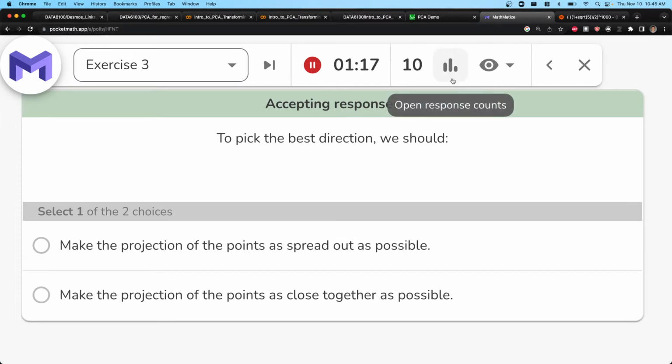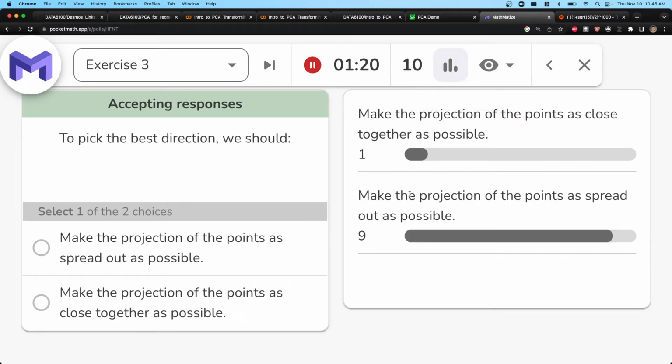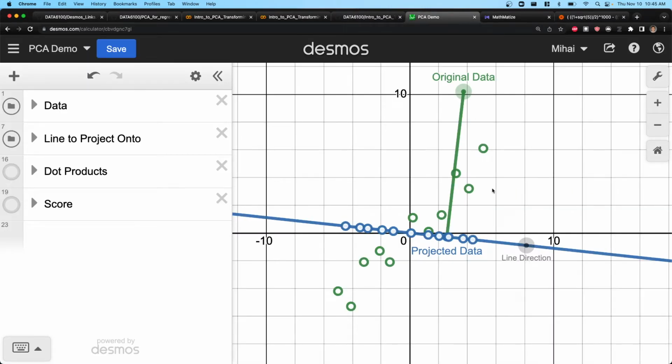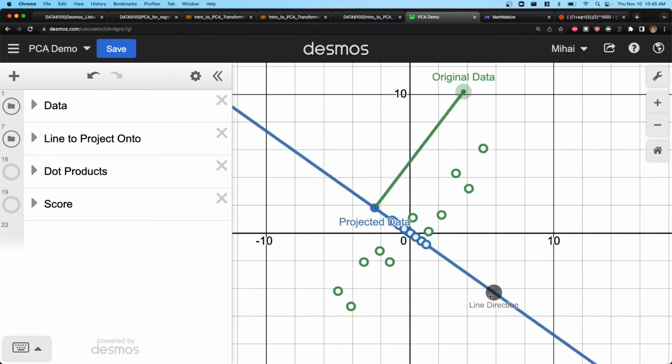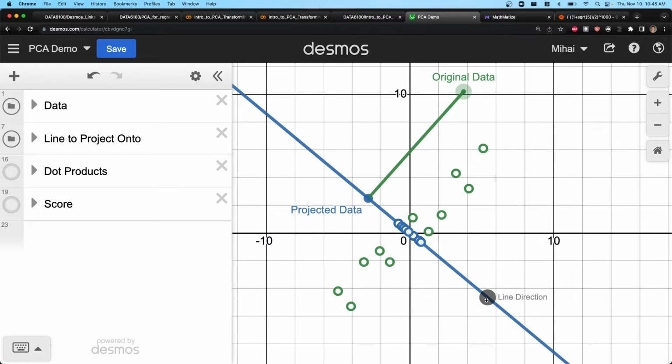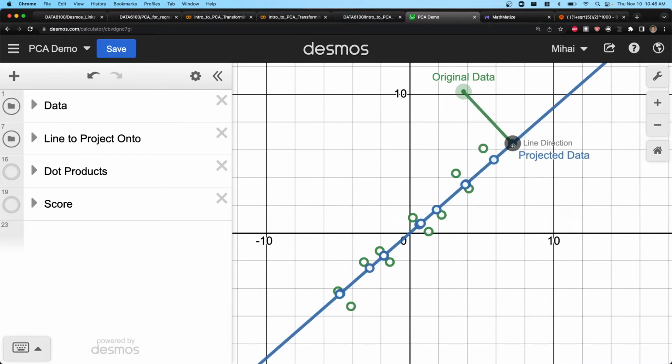Okay. Let's see what people said. Make the projection of the points as spread out as possible. That is correct. Why do we want to do that? Let's see intuitively why we want to spread them out. If you put them like this and you project the data like that, you've made all the points close together, and now you can't tell the points apart very well. This point and this point seem very different, but when you project them onto a line like this, they're all kind of indistinguishable, or less distinguishable from each other. Whereas if you do something like this, the points are as spread out as possible, and you can tell them apart very well.